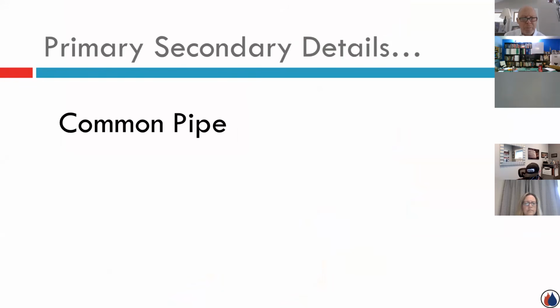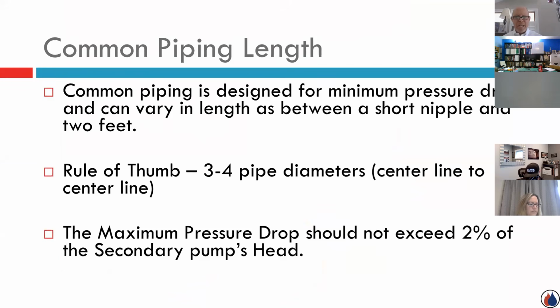So the common pipe, he referred to that. Initially when he wrote the manual, the common piping is designed for a minimum pressure drop and can vary in length between a short nipple and 2 feet. Rule of thumb, here we go: 3 to 4 pipe diameters, you'll see it all across the industry, center line to center line on those T's.